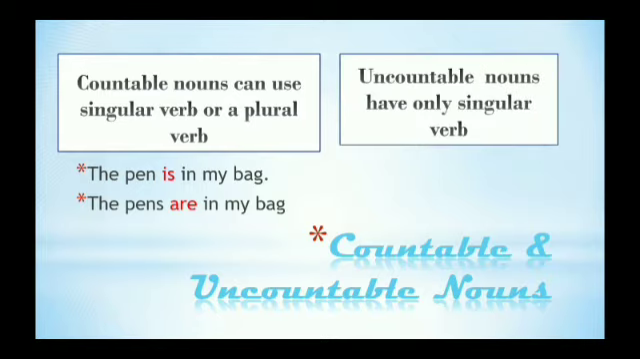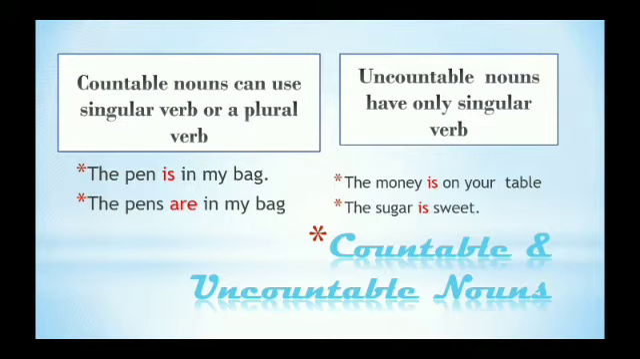Whereas uncountable nouns have only the singular form. They don't have any plural form. Example, the money is on your table. Money is an uncountable noun. So along with that only a singular verb is used. So what is the singular verb given here? Is. The sugar is sweet. Again, sugar is an uncountable noun. So along with an uncountable noun, only the singular verb should be used. Is is used here.